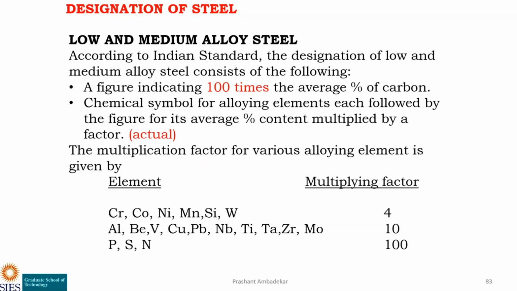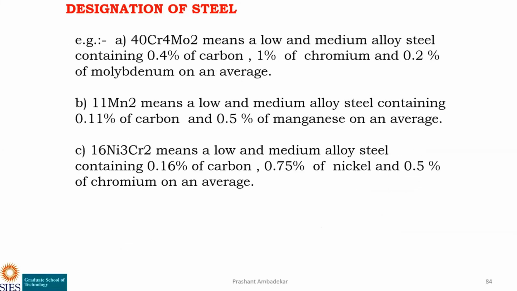Okay, now there may be a question in your mind why we are multiplying it by some multiplication factor. We are multiplying it because this is low and medium alloy steel, so the content will be very less. So when the content is very less, here we would have to write 0.5. So instead of writing 2, we would be writing 0.5.